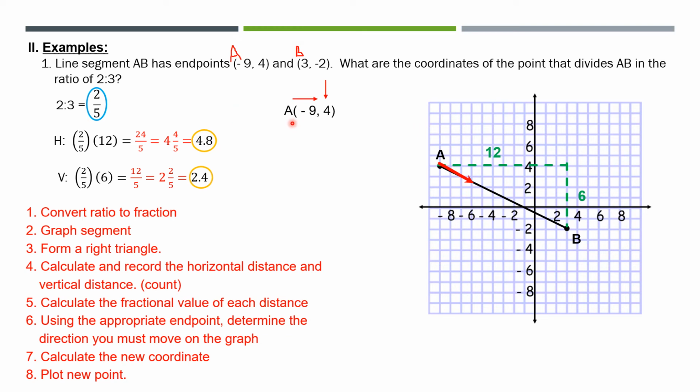So from point A, which was -9, 4, we're going to go right and down. So right is addition. Right horizontally, we're going to add 4.8. And we're going to go down vertically. So down on the y-axis is 2.4, so minus 2.4. So -9 plus 4.8 is -4.2. 4 minus 2.4 is 1.6.